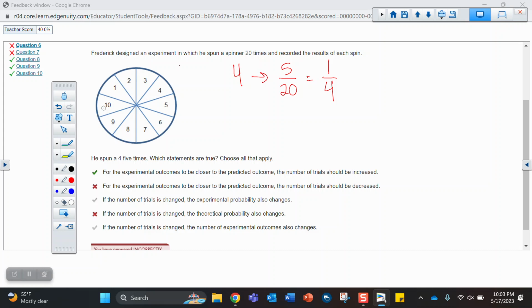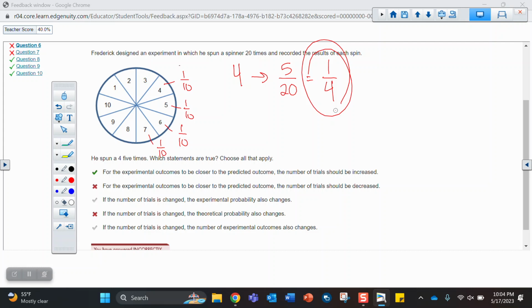So there's 10 spots here, and they're all equally likely to occur because they're all the same size. I haven't even read any of this yet. We would expect all of these to have a 1/10 chance, every one of these, right? Because there's 10 of them. Each one is equally likely to occur. And so you ended up getting 1/4. That means it landed on a 4 way more than we expected.